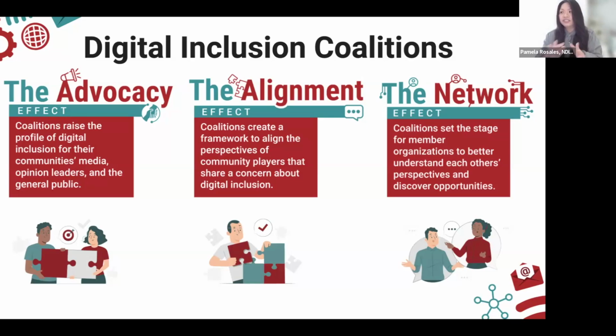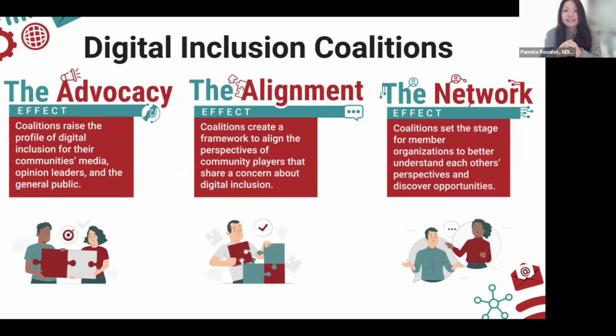And these are just the three types of magic that can happen in a digital inclusion coalition, right? The first one is the advocacy effect. Coalitions are uniquely positioned to raise awareness about their community's digital inclusion issues.